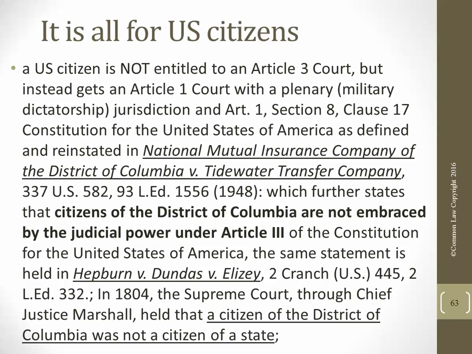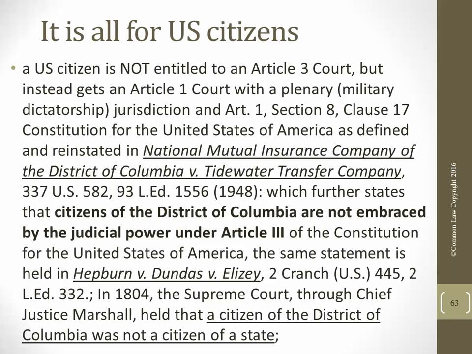A citizen, a U.S. citizen, is not entitled to an Article III court, but instead gets an Article I court with a plenary military dictatorship jurisdiction under Article I, Section 8, Clause 17, Constitution for the United States of America, as defined and reinstated in National Mutual Insurance Company of the District of Columbia versus Tidewater Transfer Company, which further states that citizens of the District of Columbia are not embraced within the judicial power under Article III of the Constitution of the United States of America.